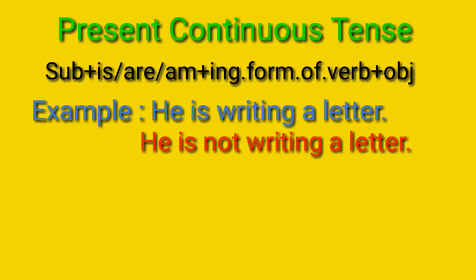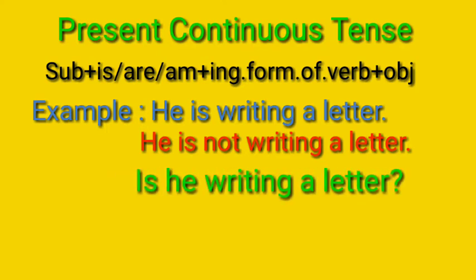Now, let us change this sentence into interrogative, means question. How? For that, we have to take auxiliary verb in front of the subject. Here subject is he and auxiliary verb is. Then we have to take the auxiliary verb in front of he. Then is he writing a letter? Last question mark. Okay. Now it is yes or no question.